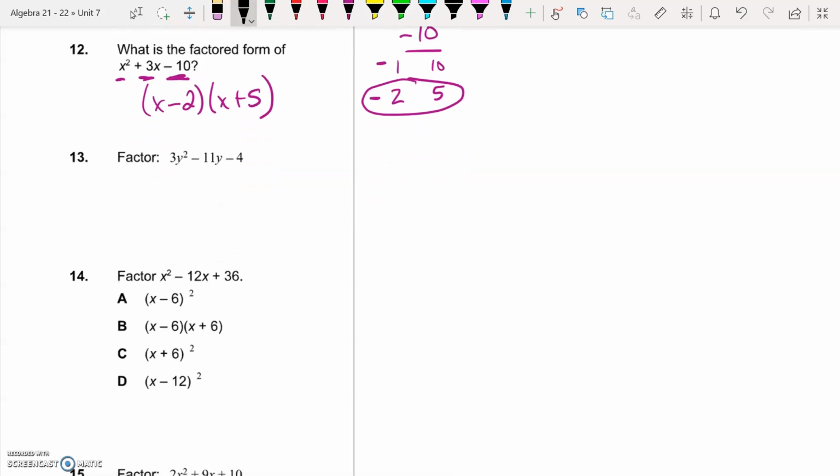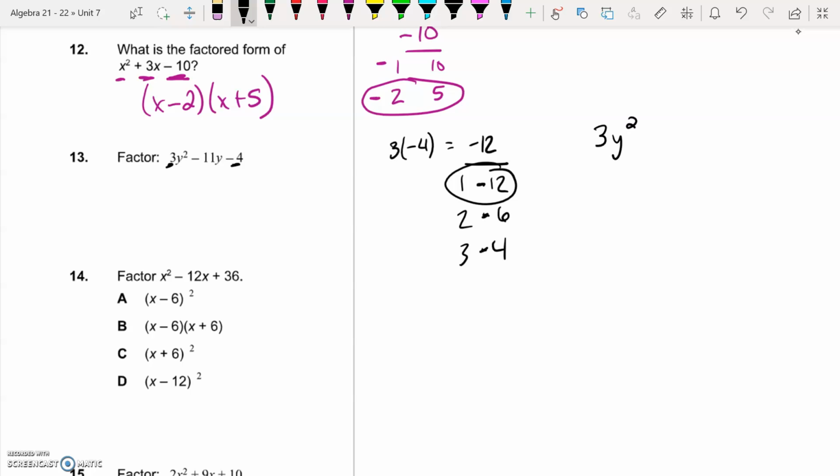Number 13, you would do the GCF. You can't do that. You would try to do easy factoring. You can't do that. So we go to our last resort, which is the AC method. So I would take 3 times negative 4, which is negative 12. So I need to find the factors of negative 12 that multiply to negative 12 but add to negative 11. So again, I know if it's negative, the right side is going to be negative because the bigger number needs to be negative. Well, 1 and negative 12 gives me that negative 11y.